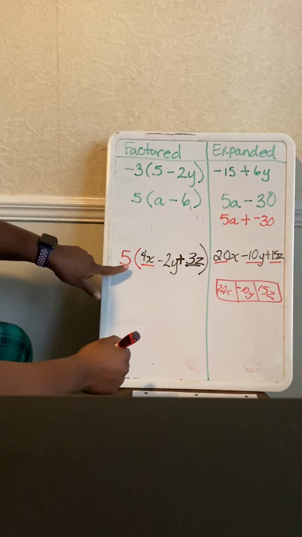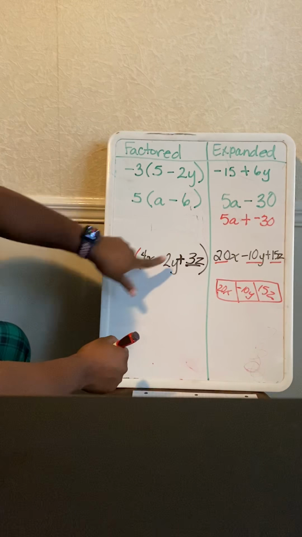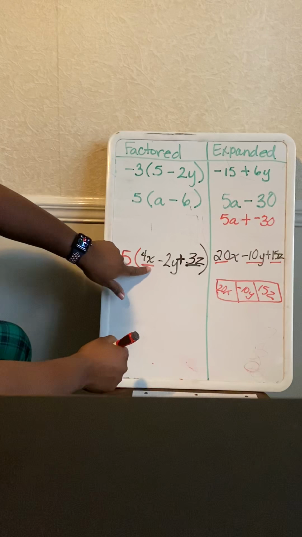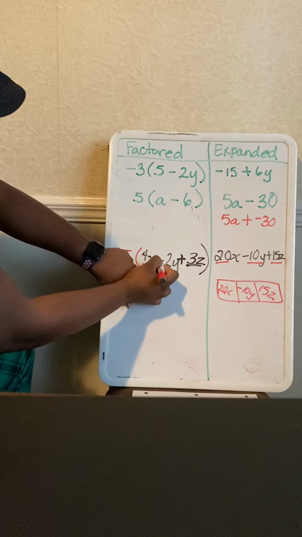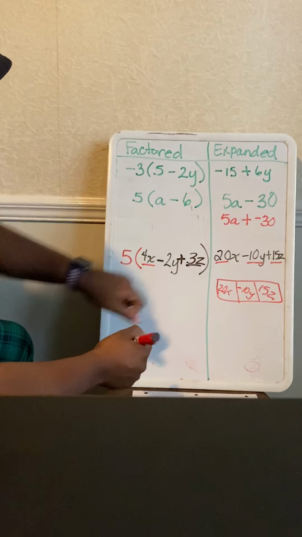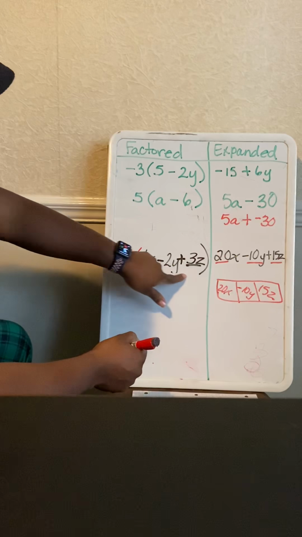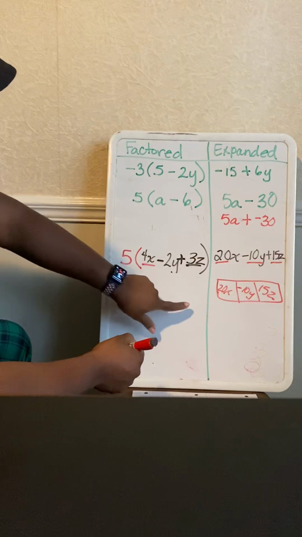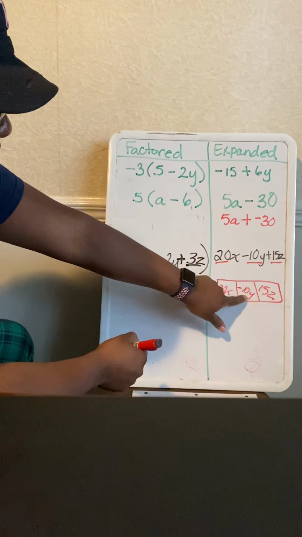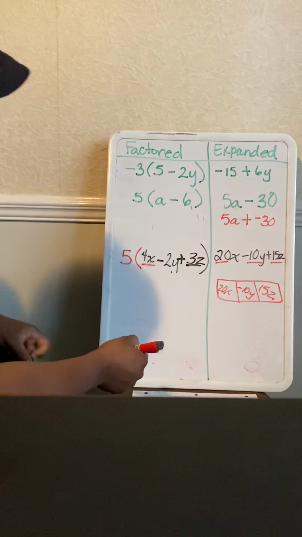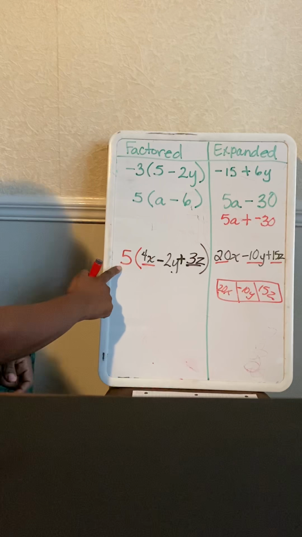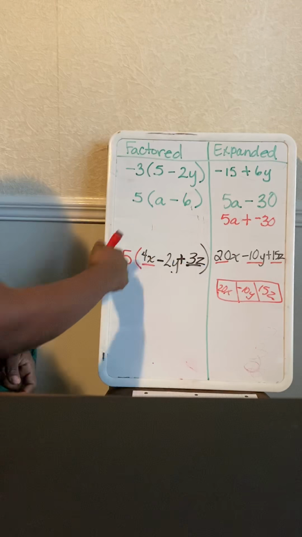And so now I have 5, and inside of my parentheses, I'm grouping 4x minus 2y plus 3z, and when I multiply this 5 times everything within the parentheses, it will be 20x minus 10y plus 15z. And so my answer on this side should look like this.